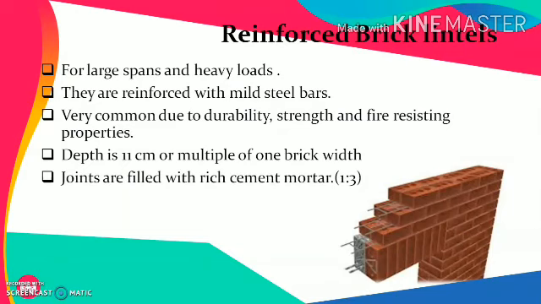Generally, the joints in such a brick lintel are filled with a very rich mortar of proportion 1:3. Here the proportion 1:3 means there is 1 part of cement and 3 parts of well-graded fine sand, which is used for making the cement mortar, which is very rich in nature. The cement acts as a binder and is very helpful in keeping such reinforced brick lintels, or even plain brick lintels, in position.